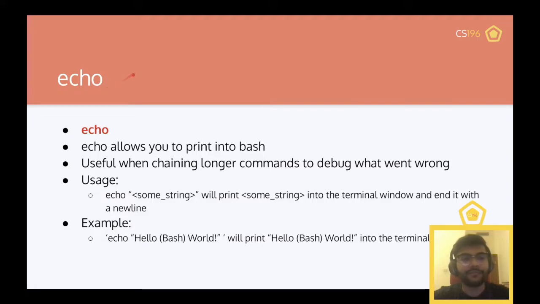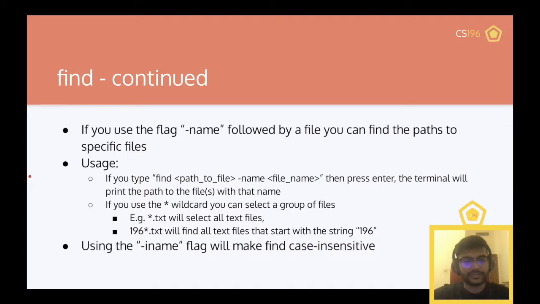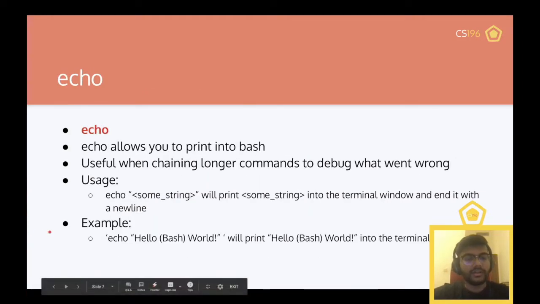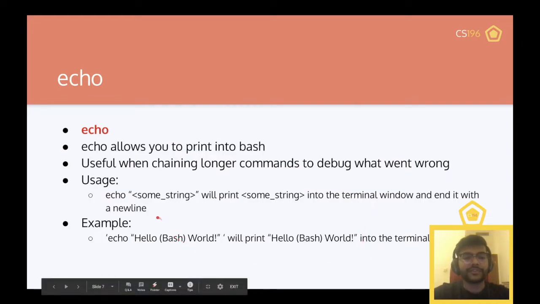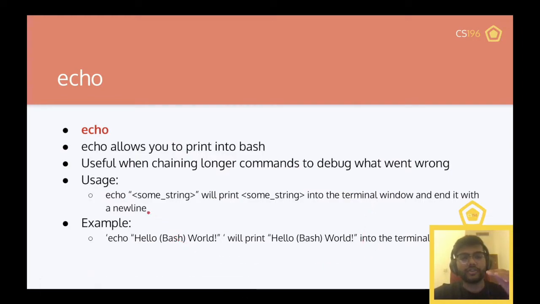Next we have echo. So the echo command essentially allows you to print into bash. So this seems kind of useless initially, but it's very useful when you're chaining longer commands to debug what went wrong. So your usage for the echo command is you write echo some string, and then the some string that you put after echo will be printed into the terminal window, and it will be ended with a new line. So what's important about that is that it just means that your next prompt will be on a new line, not the same line as the string you printed. And I'll show you that in our example.